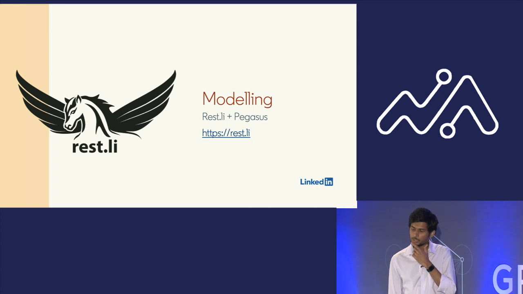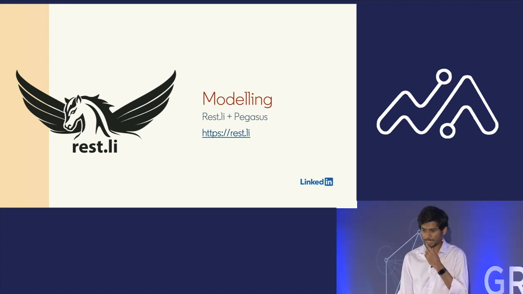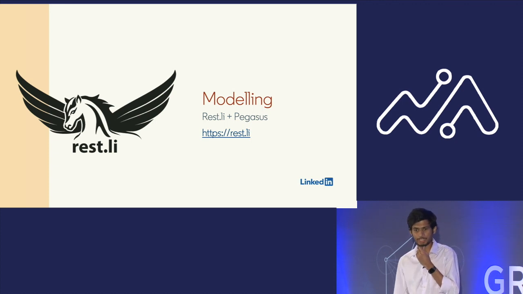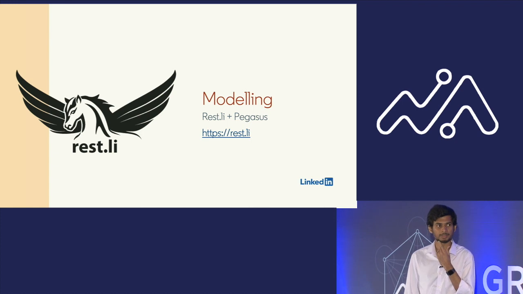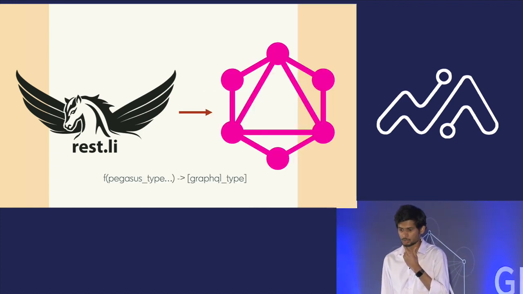So today at LinkedIn, we use Rest.li and Pegasus. We use Pegasus for modeling. And Pegasus is very expressive, has a lot of types, and LinkedIn engineers are used to writing models in Pegasus. Our platforms are used to Pegasus. So we didn't want to change that. So where do we go from there?